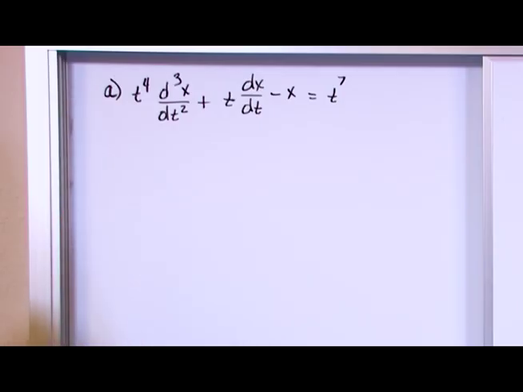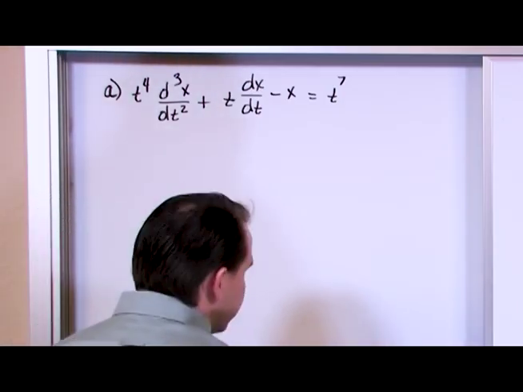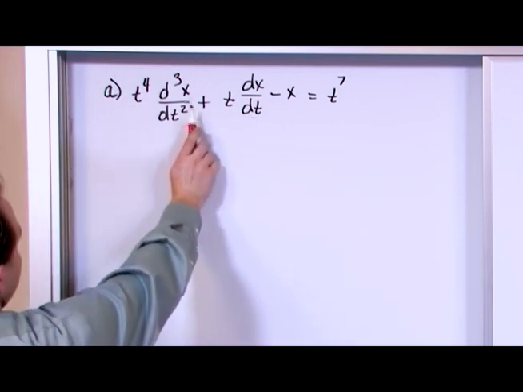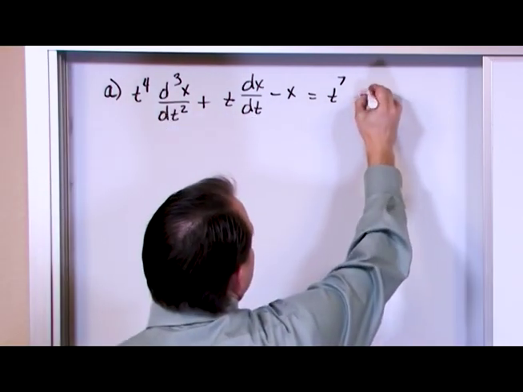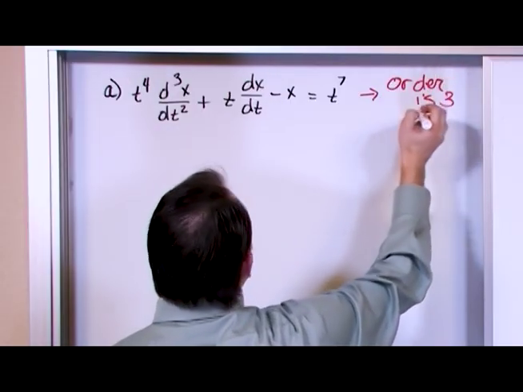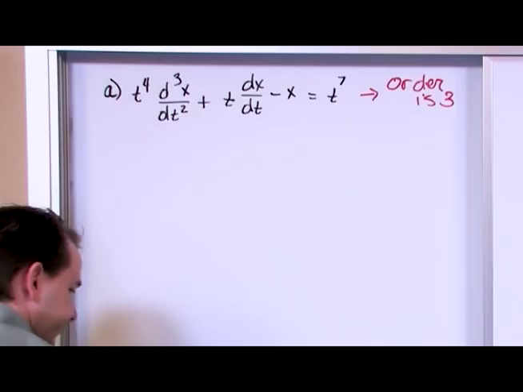What is the order? The order is simply the highest derivative you have. In this case, we have a first derivative here, we have a third derivative here. So the order is 3. That's a third order differential equation.